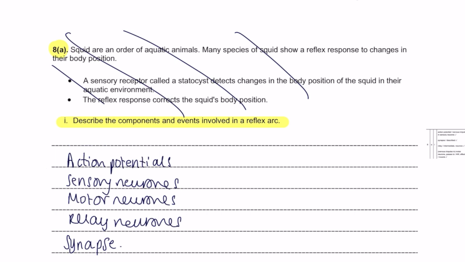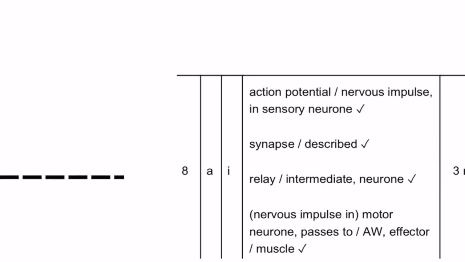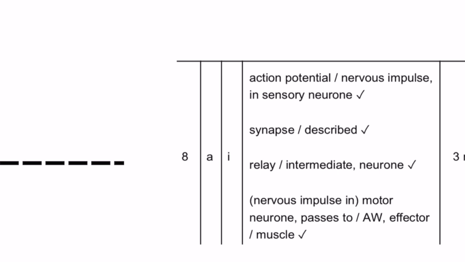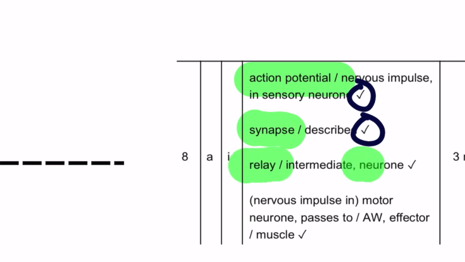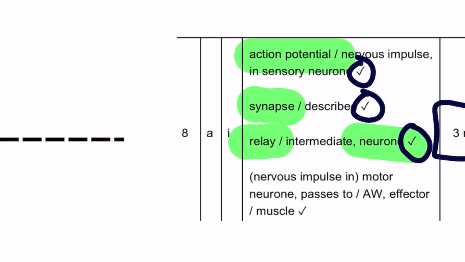So, let's check the answer. What does it say? So, it says about action potential. Oh, that's quite big. Great, we have that mark. What else does it say? Synapse. Also great, one other mark. So it said relay neuron. That in itself is one mark. So we basically have 3 marks, but let's see where we missed out. The last point says nervous impulse in motor neuron passes to the effector muscle.